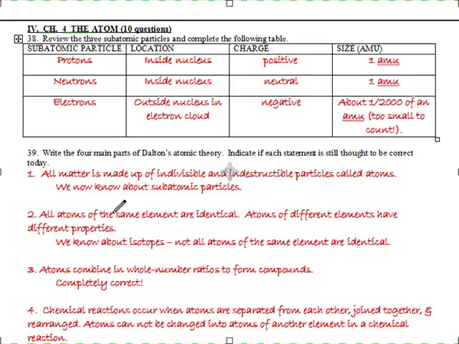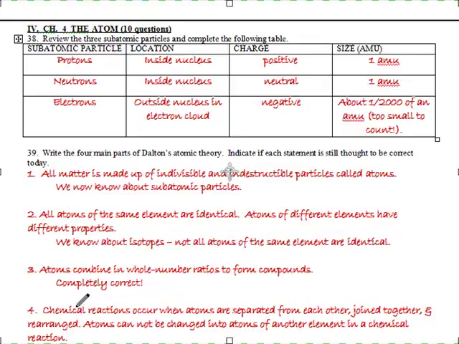Number 2, all atoms of the same element are identical. Well, we know about isotopes now. Dalton at that time didn't know. He said all carbon atoms are the same, all oxygen atoms are the same. Well, now we know that they could be slightly different. They could have different numbers of neutrons. He also said that atoms of different elements have different properties, and that's true. Atoms of carbon act different than atoms of oxygen.